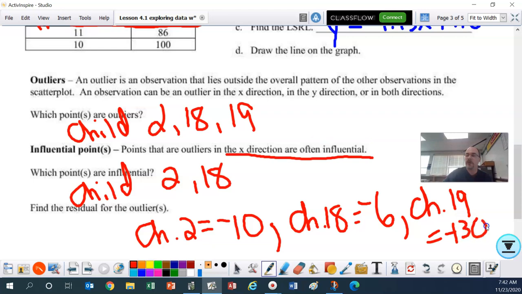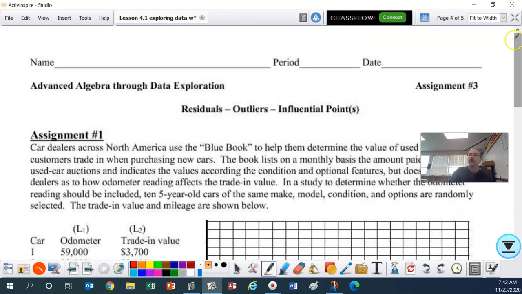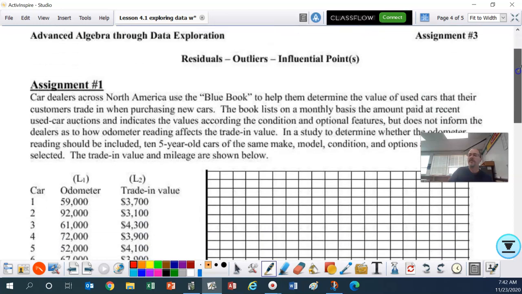So, ladies and gentlemen, child number 2 is well below average. It has a negative residual. It's underneath the line. Child 18 is below average. Again, it's got a negative residual. It's below the line. Child 19 is way above average because they have a positive residual, and that dot's above the line. All right. So I think that's enough with those two.